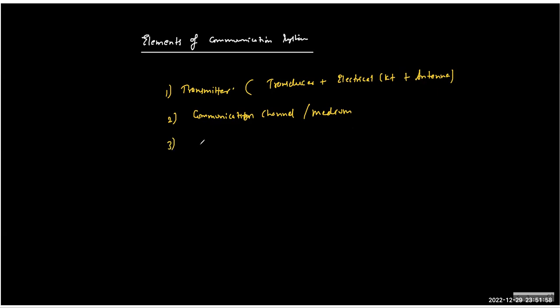And the third is what? Any guess? If you have transmitted, if it has propagated through the space, eventually you have to receive somewhere, right? And that's a receiver. So this is the basic infra which we need for communication. Now, transmitter can only transmit the electrical components. Communication channel can only transmit the electromagnetic wave, and receiver can receive the electromagnetic wave.